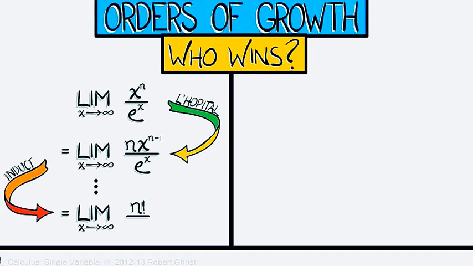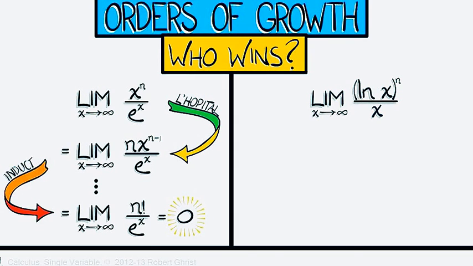Whatever it is, it's a constant. Yet the denominator remains e to the x. What is this limit? It's 0. And what does that mean? It means that the exponential function grows faster than any monomial, and indeed than any polynomial function.